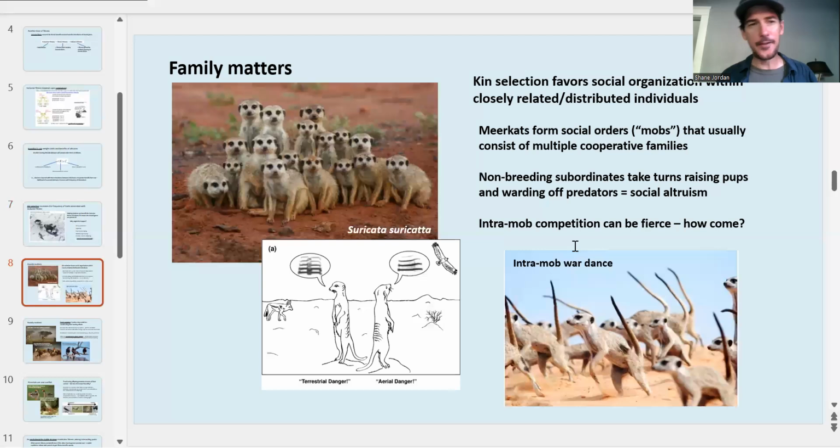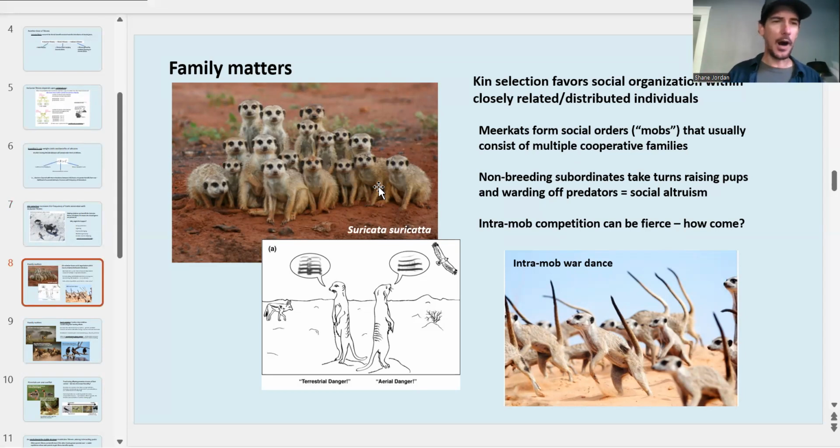And we can talk about how this plays out in a couple examples. A famous example comes from these things called meerkats, you may have heard of, Suricata suricatta. This basically is a situation where we see that kin selection very much favors social organization within closely related groups or closely distributed individuals.